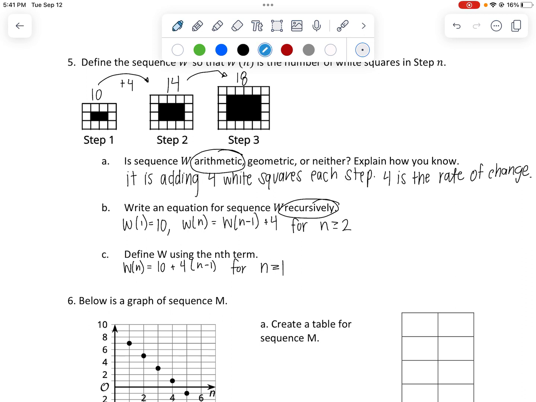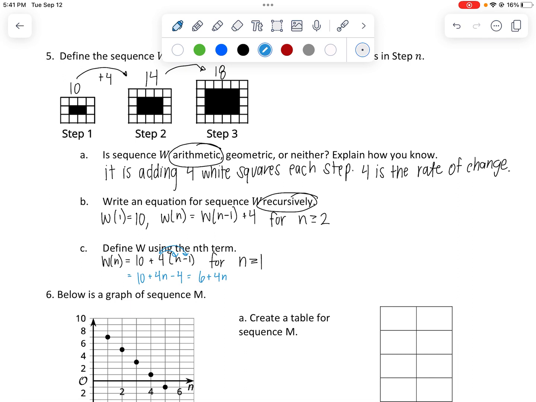Just a side note, this is also equivalent to 10 plus 4n minus 4, if we distribute that 4 in there, which is also equivalent to 6 plus 4n. So those are technically the same thing. For n greater than or equal to 1. Don't know if I said it like that before.